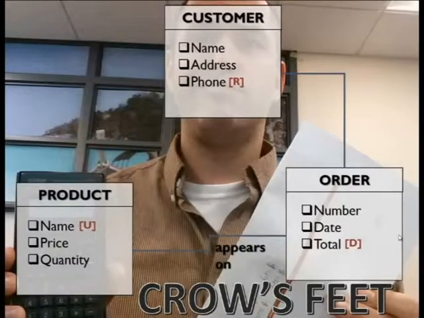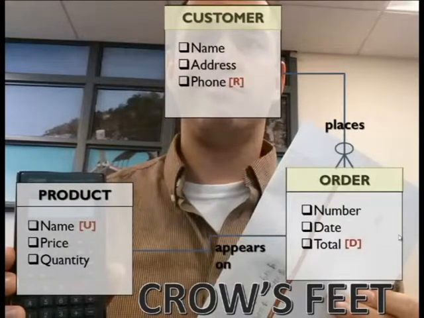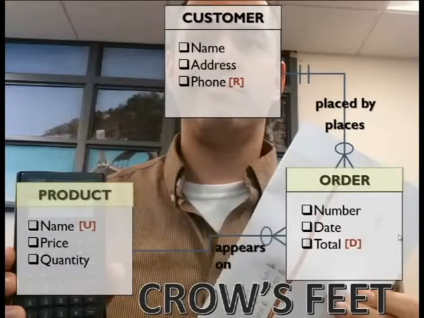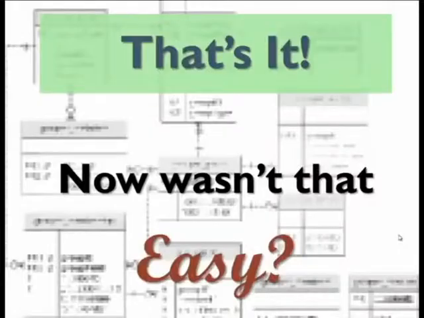For example, we might have customer places 0 or more orders, and an order is placed by one and only one customer. And on the other side of things, we had product appears on 0 or more orders, and an order contains 1 or more products. Now that's it. That was easy, wasn't it? There's not much really to it.